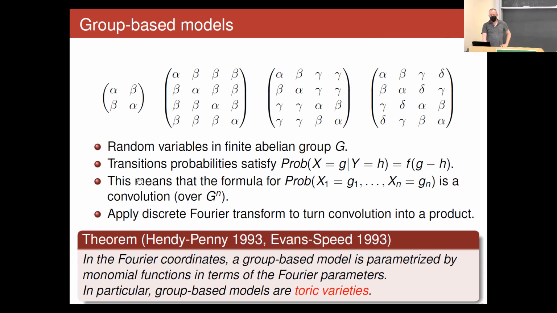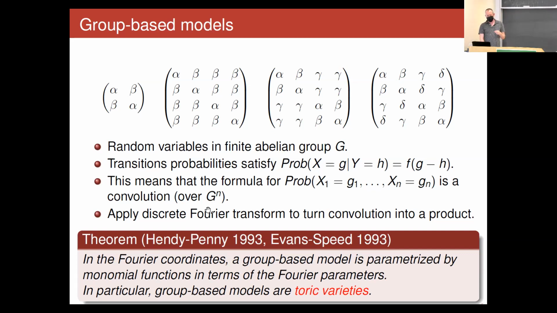And so what that means in practice is that the probability of observing this n-tuple of group elements at the leaves is, again, that sum over all the internal states. But the functions that are involved are all functions of differences of group elements. So if you ever took a class that had Fourier transform in it, then this is screaming that you have a convolution of a bunch of different functions, and the first thing you should do is take the Fourier transform to simplify things.